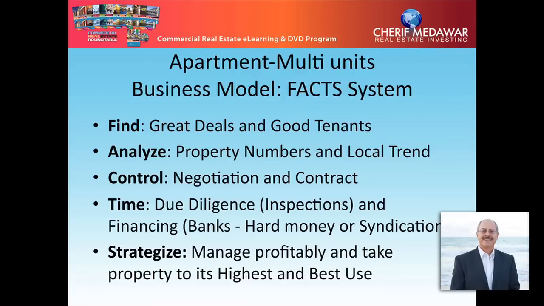So I want to get into the business model of the FACT system. I'm going to quickly go over the FACT system, which is finding great deals and good tenants, analyzing the property numbers and the local trend, controlling the process of negotiation and the contract, putting a property under contract, then timing the due diligence, which is the inspections, and the financing, which you can get from regular banks, hard money lenders, or you can create your own syndication, which is group investing, as you know. And then how to strategize, how to manage profitably, and how to take the property to its highest and best use. That's where the big money is, how to take a property to its highest and best use.